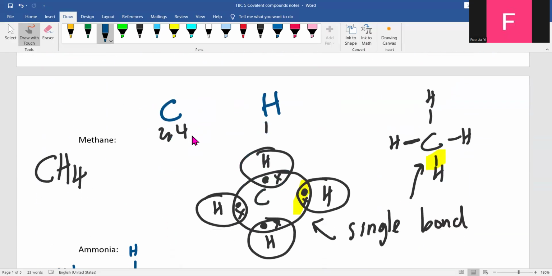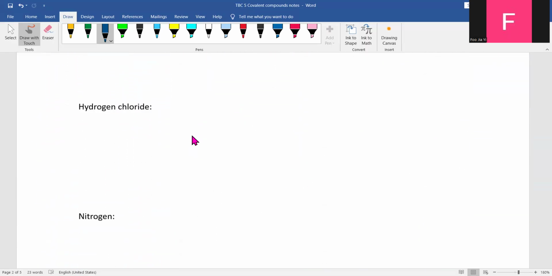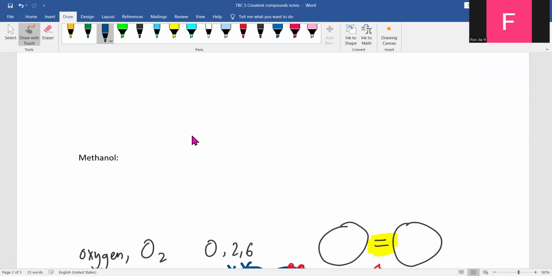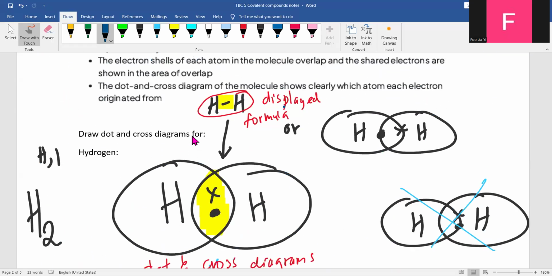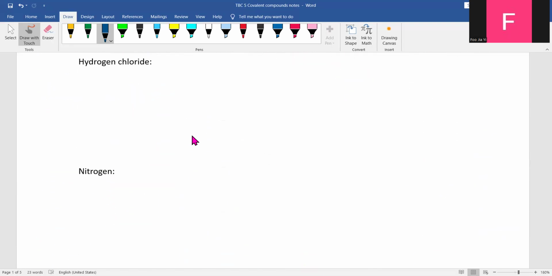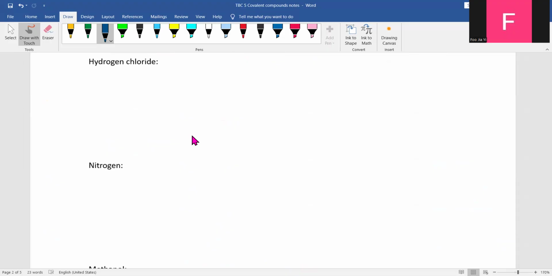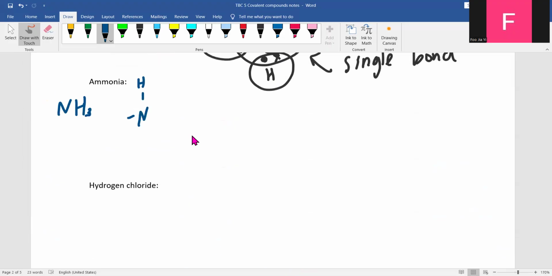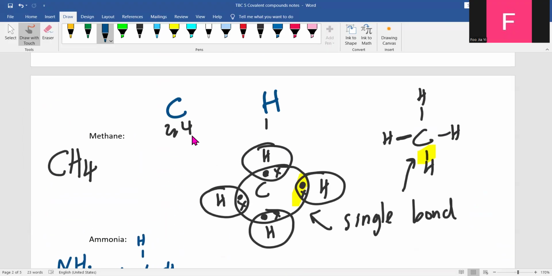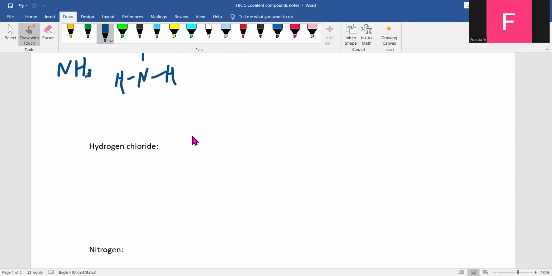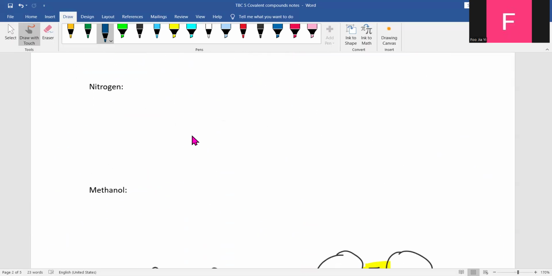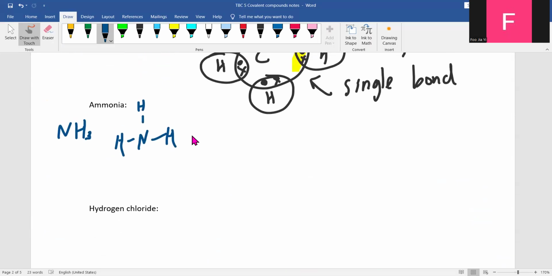This one. Ammonia, hydrogen chloride, nitrogen, and methanol. You're supposed to finish this. I know, we all did methane together in class. Do the rest quickly. Write down the electron arrangement first, then you can do from there.